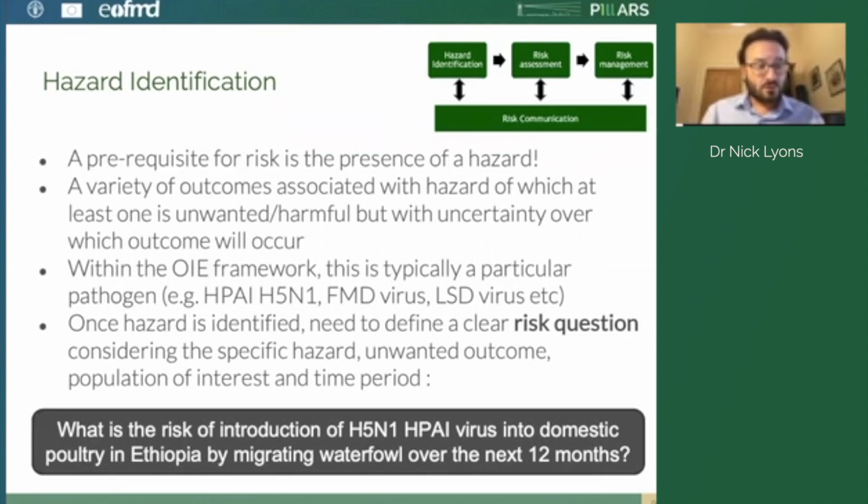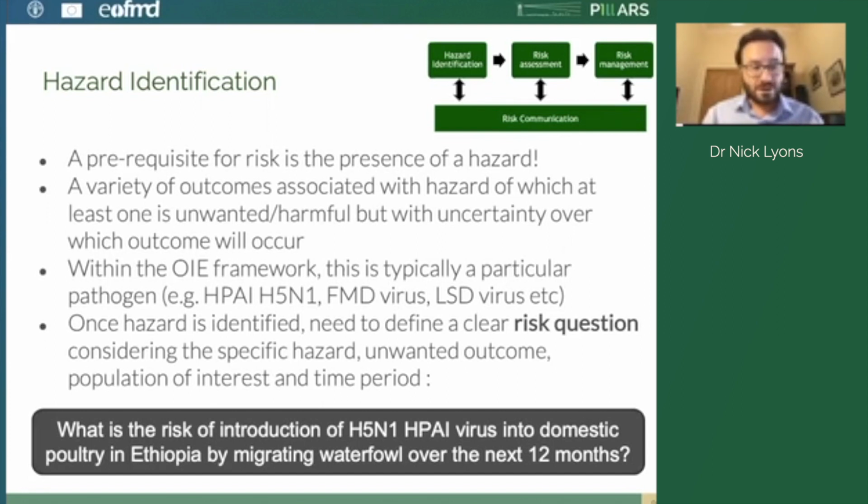And so within the OIE framework, usually the hazard is a particular pathogen. So this might be HPAI H5N1, for example. It could be FMD virus, or it could be lumpy skin disease virus, or any pathogen really. But that's usually what we're referring to when it comes to a hazard in the context of the OIE risk analysis framework.